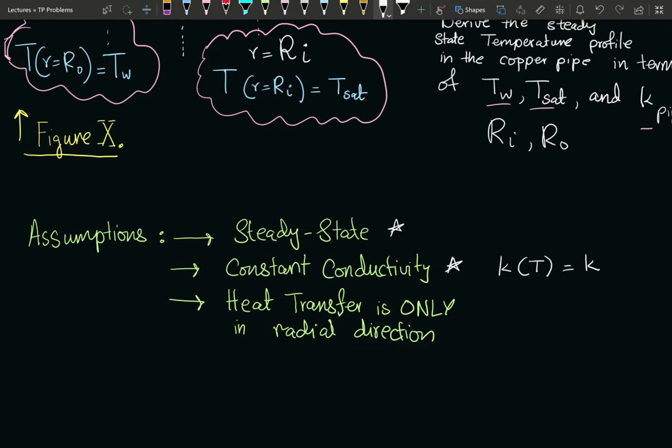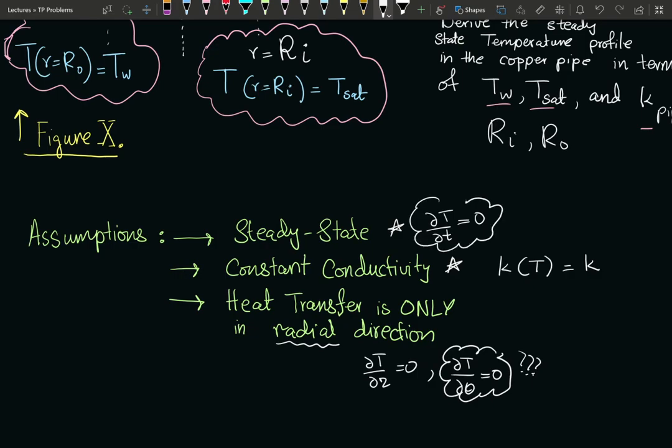Heat transfer only in the radial direction. If heat transfer is only in the radial direction, that means there is no temperature change in the axial direction and no temperature change in the theta direction. This is not possible to question in a symmetrical pipe. So these are assumptions. Of course, let me just write the steady state assumption. That means all the partial derivatives with respect to time are going to be 0.